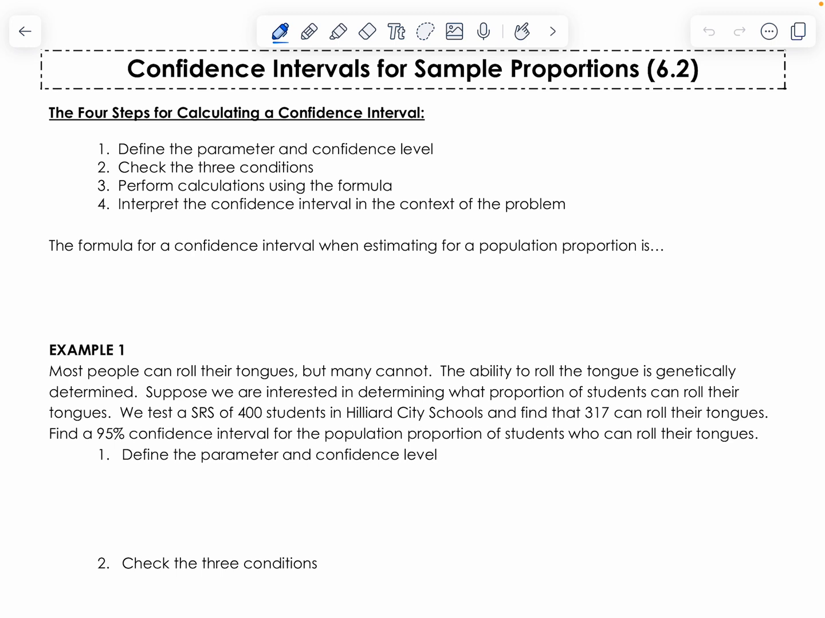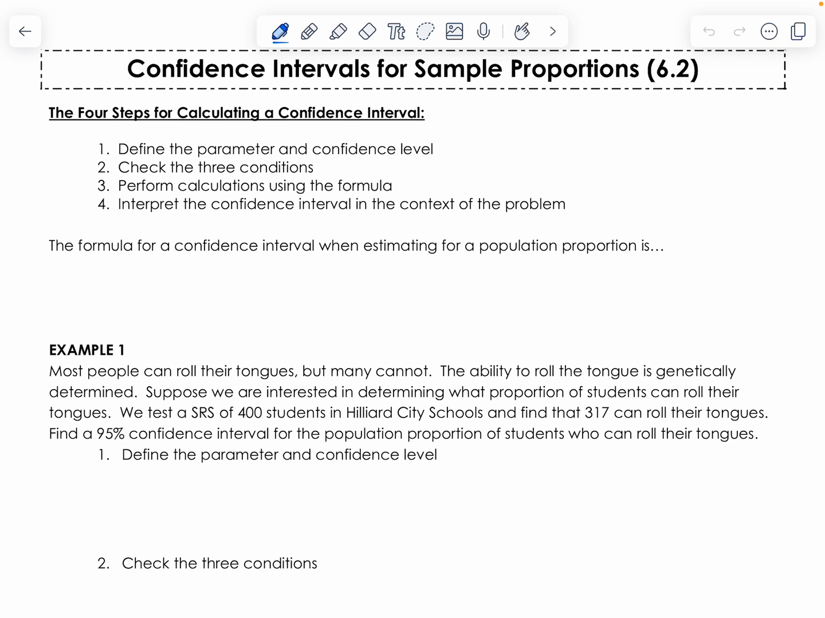First, we define the parameter, so what we are estimating, and we state our confidence level. Then we check the 3 conditions, because we can't perform our calculations, that's step 3, without knowing we've checked off those conditions. And then we interpret the confidence interval that we find using the context of the problem.